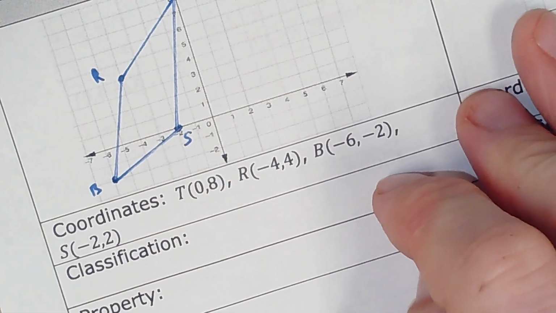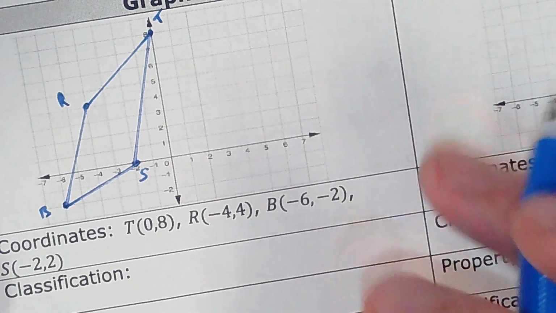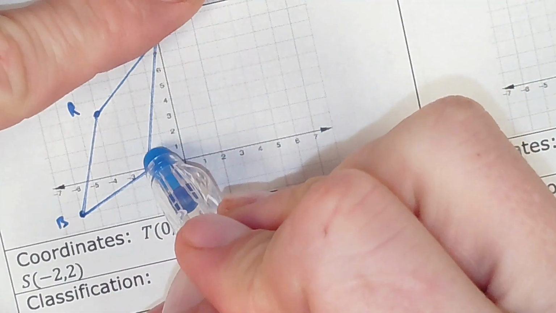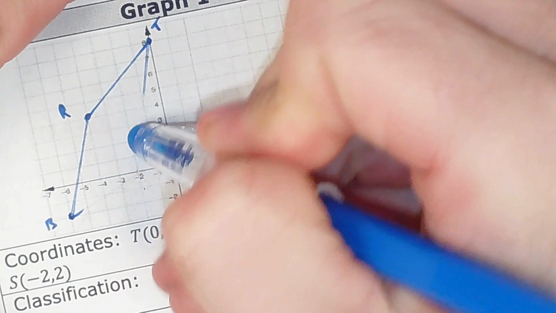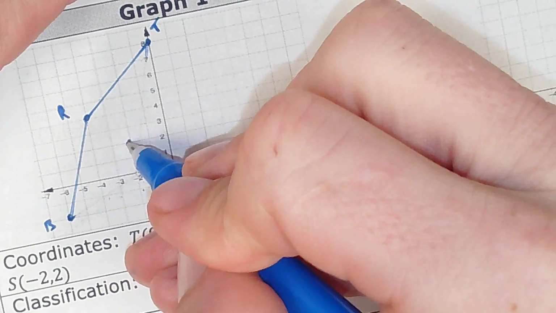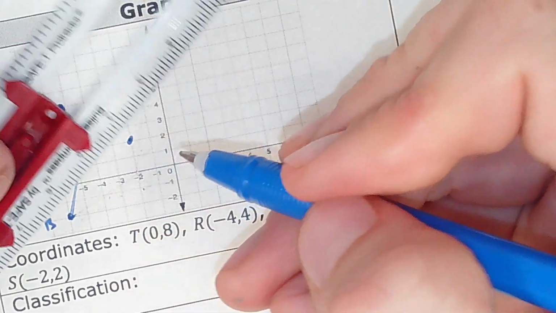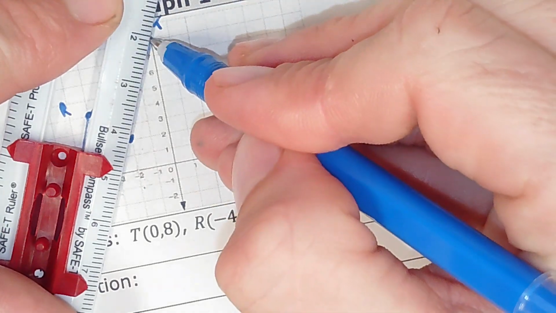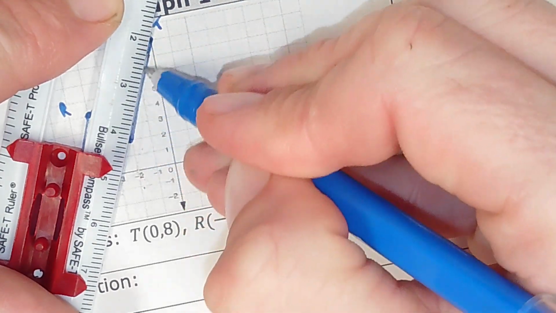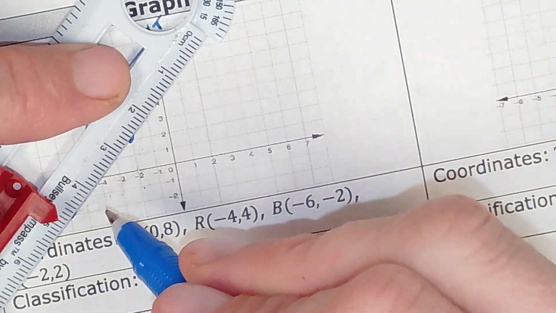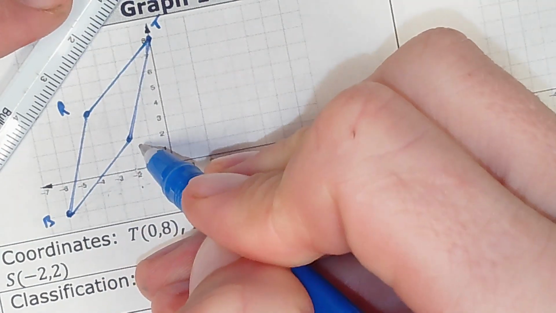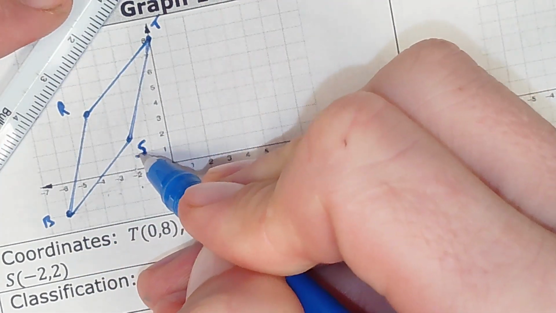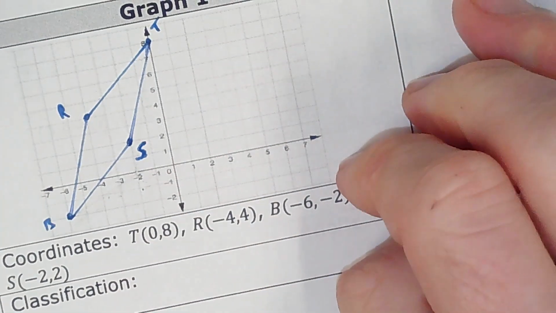Right away. Oh, wait a minute. I plotted S wrong. S is not there. S is incorrect. S is (-2, 2). That makes it even skinnier. Well, I caught that early on. Okay, there we go. That looks better, I think. That's S. S is (-2, 2). Almost made an error there. Okay, so that is our S.